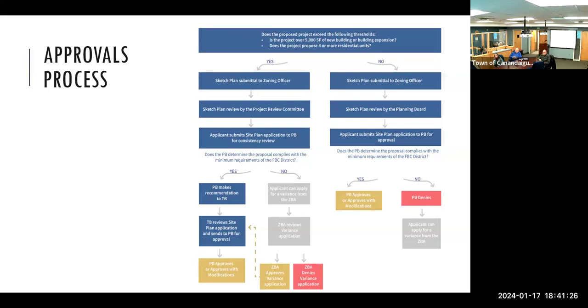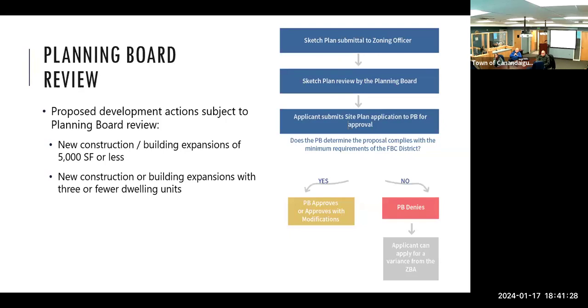So to go to the next slide, you can take those one by one. For the planning board review process, again, new construction, less than 5,000 square feet, 3 or fewer dwelling units, it goes to the planning board for the application. The planning board makes the determination of whether it complies with the form-based code.